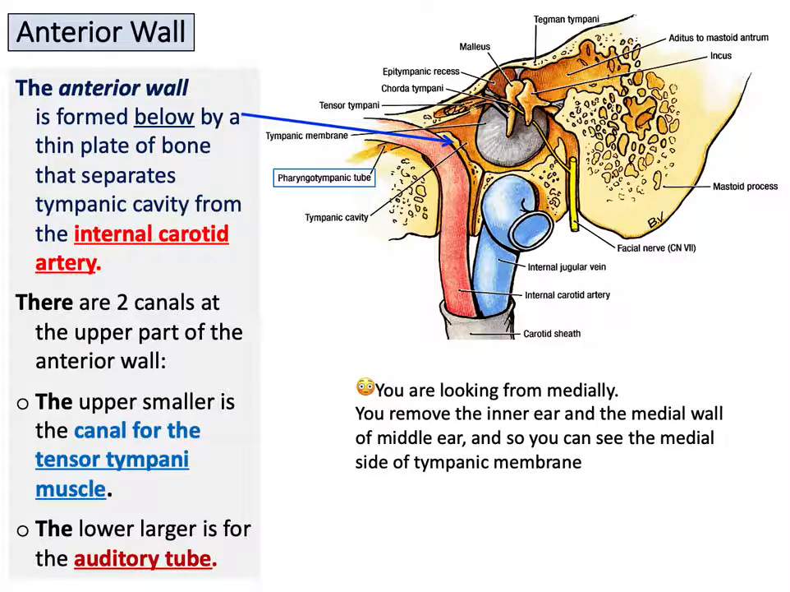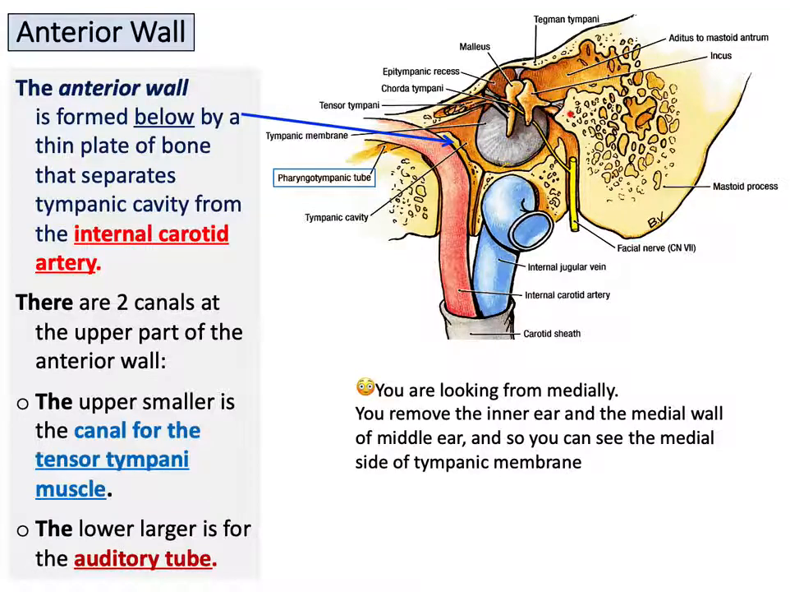Now let us start with walls. So the anterior wall, but before the anterior wall, can you understand which kind of view you are looking at? This is the eardrum, right? This is the mastoid process behind your ear. This is the auricle that should be on the screen.